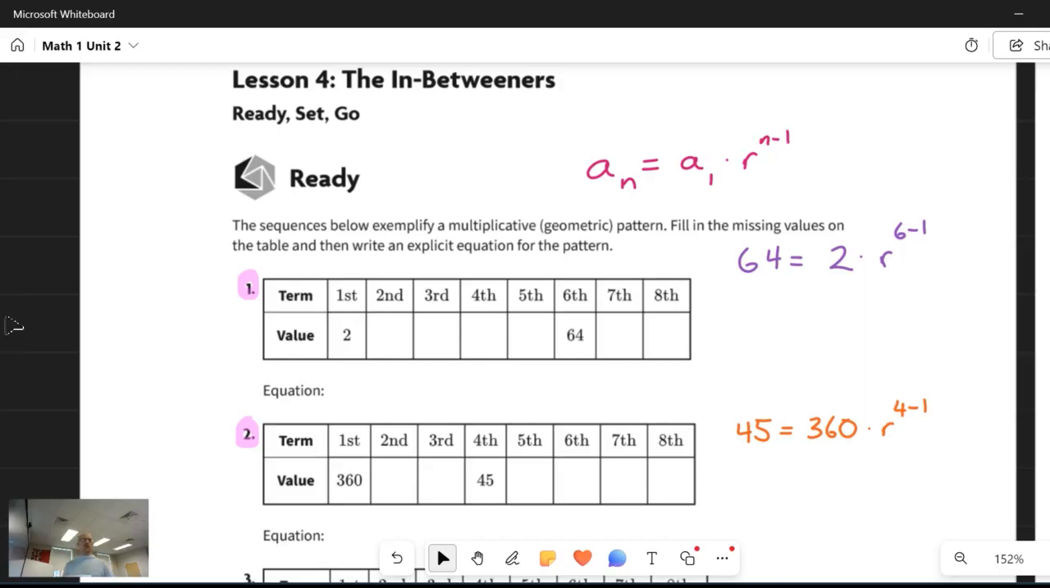All right, welcome back to Math 1. This is Unit 2, Lesson 4, the in-betweeners. This is our homework help, so we're going to dive right into it.